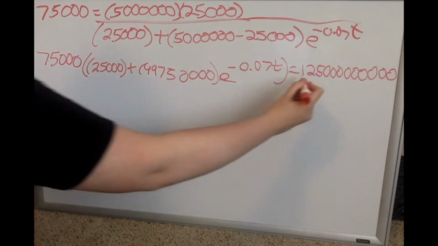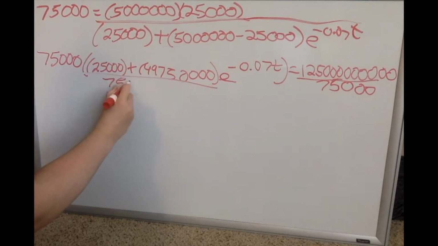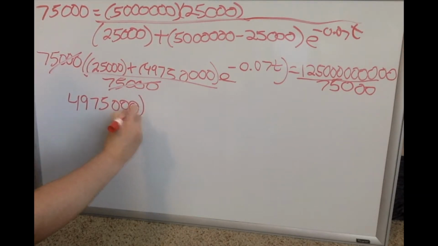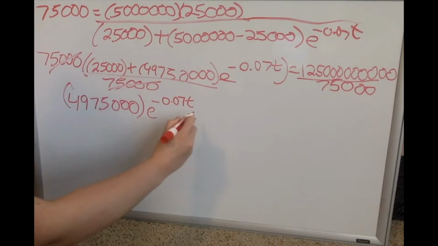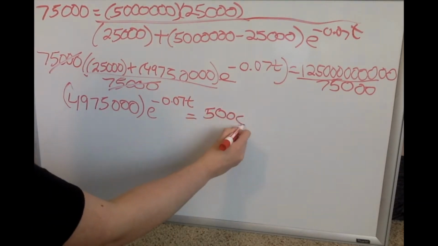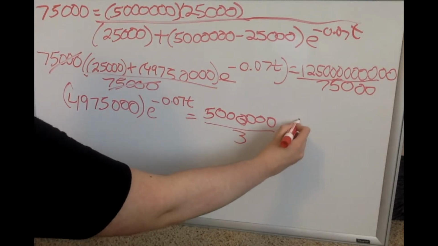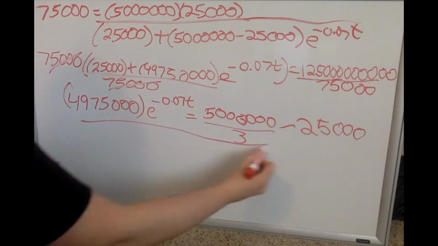The equation can then be simplified even more by dividing the 125 trillion by the 75,000. This helps simplify the side with the variable even more. The 25,000 that had been inside the parentheses previously can also be added over to the other side. This leaves the equation as 4,975,000 times e to the negative 0.07t is equal to 5,000,000 over 3 minus 25,000.